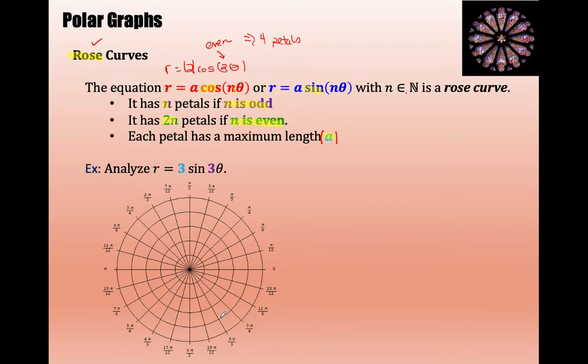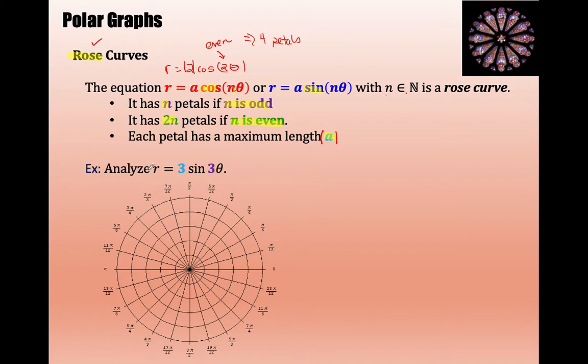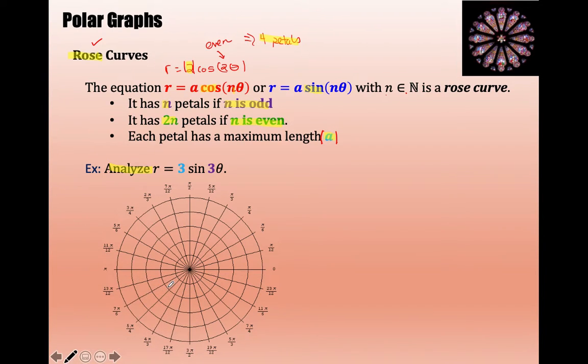Your book says analyze the graph, though I don't tend to use this word. What I'm asking for when I say analyze are these 3 things: Is it a rose? If it is a rose, how many petals? And what is the length of the petals? So without graphing, can't you answer that question? First, notice that I have nothing added or subtracted, so this is a rose.